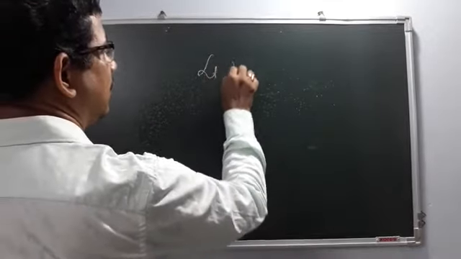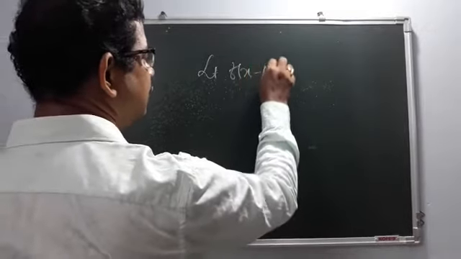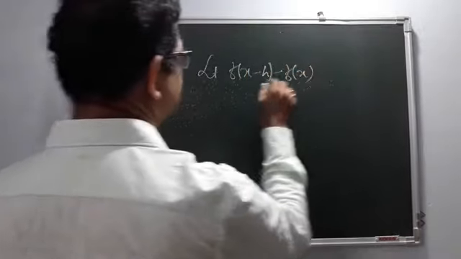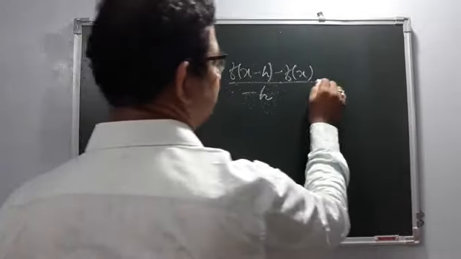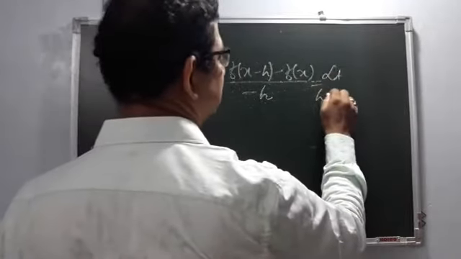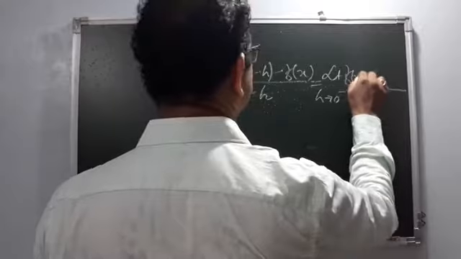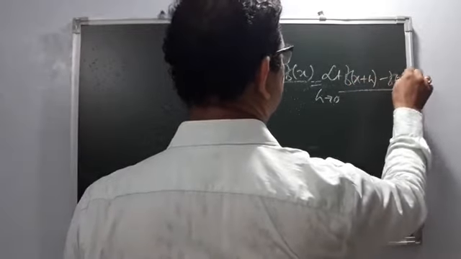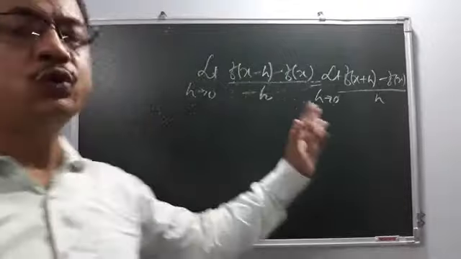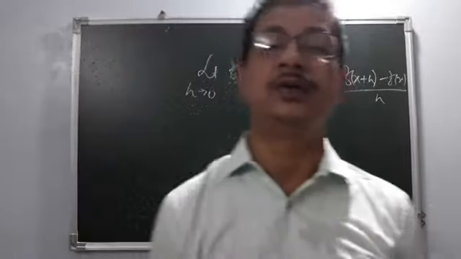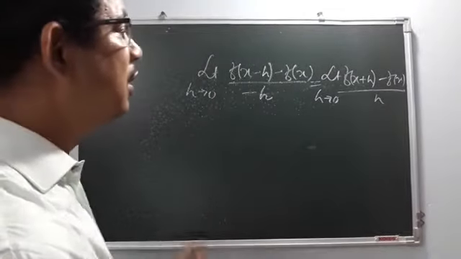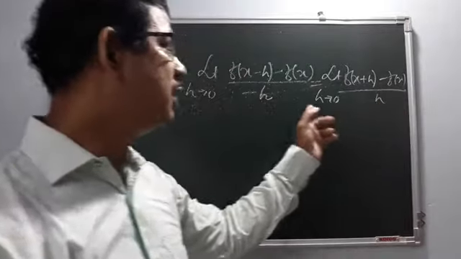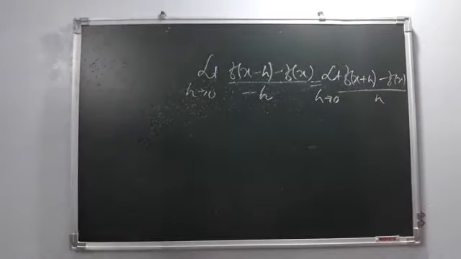LHD is what? Limit h tends to 0 of f(x minus h) minus f(x) by minus h. This is LHD. And this one is what? RHD. If these two are the same, then the function is differentiable. Limit h tends to 0 of f(x minus h) minus f(x) by minus h is equal to limit of f(x plus h) minus f(x) by h. If both are equal, then this function is called differentiable.